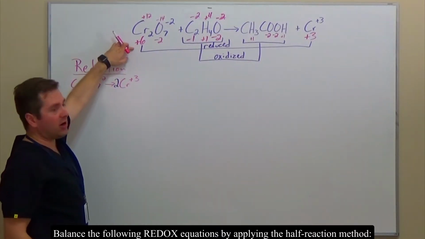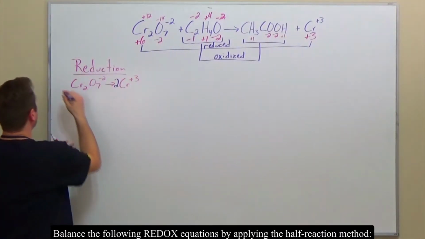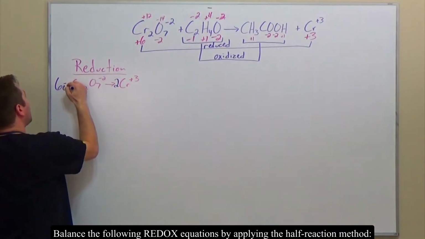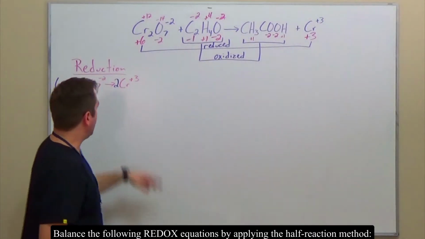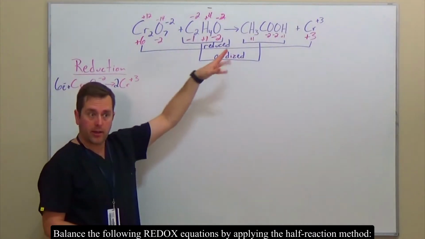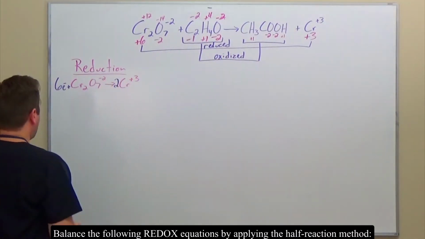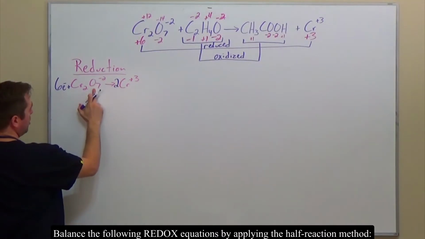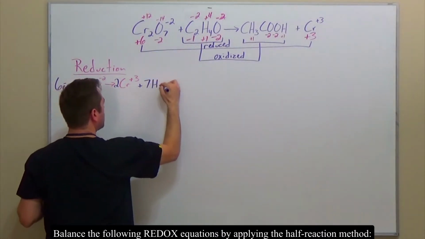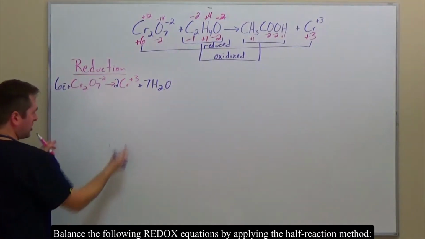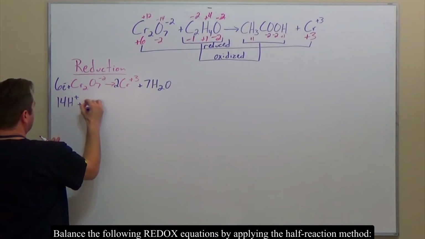Clearly it's over here. Now remember, there's 2 chromiums, so we need to add a total of 6 electrons, right? Each chromium gets 3 electrons in order to get to that level of oxidation number, having the +3. Okay, what else? Notice 7 oxygen. Well, let's add 7 water. But in doing so, we've added hydrogens at 14. So let's add 14 hydrogen ions to this side.